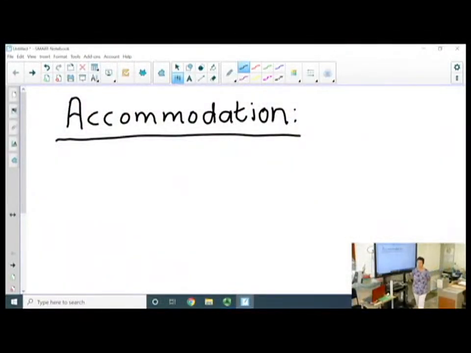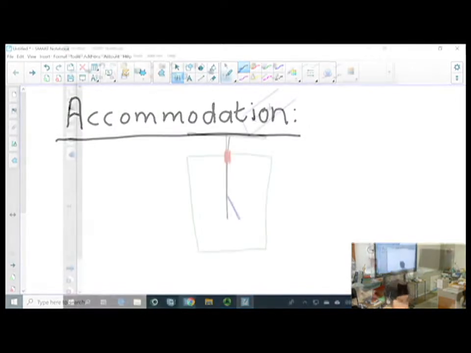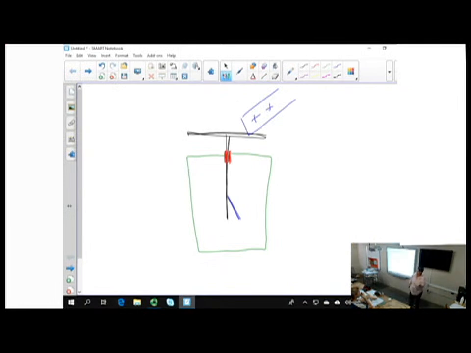Accommodation is the ability of the eye to focus on distant and near objects, and I bring it in contact with the electroscope. What you must keep in mind is positive charge can't move. It is the negative charge that moves.